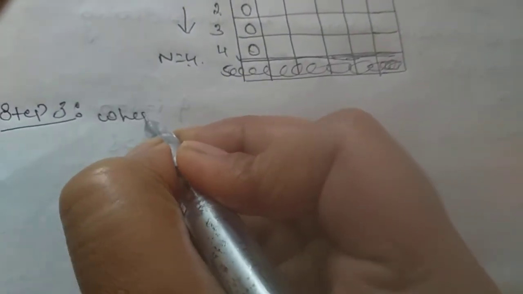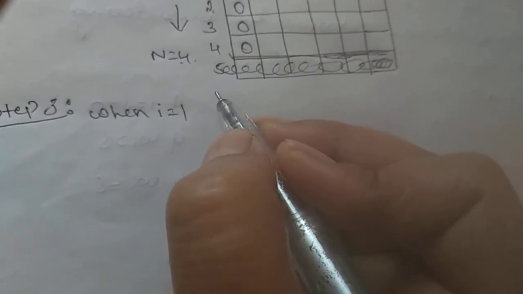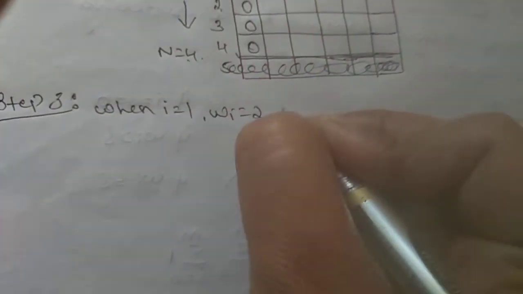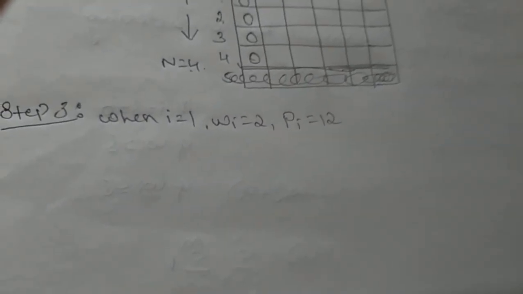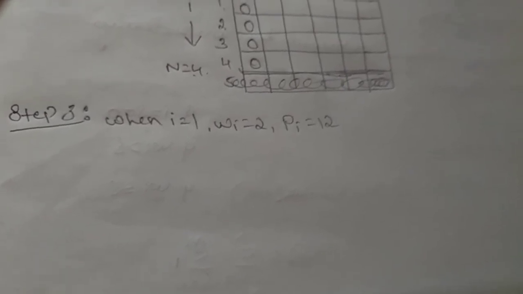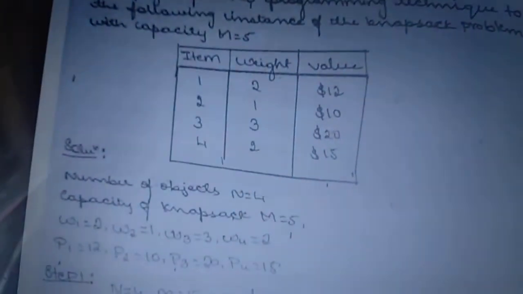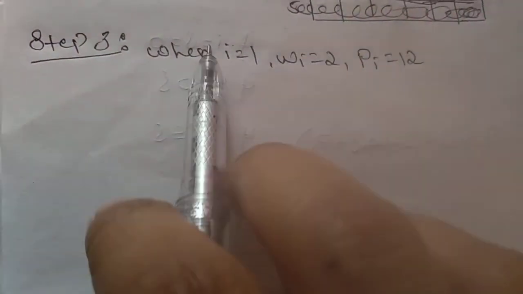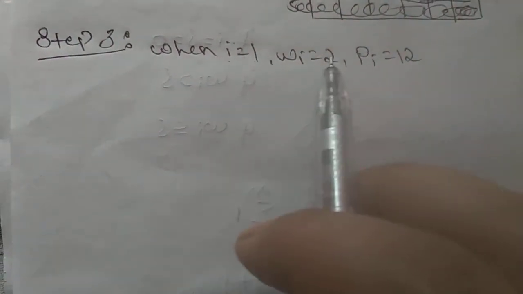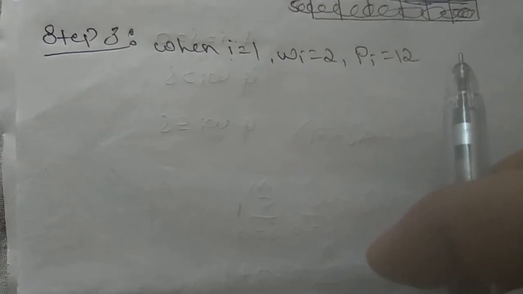I'll go for step 3. In step 3, what you have to take? When i is equal to 1, the first item I'm taking from your problem, wi is equal to 2 and profit is equal to 12. Here no need to arrange anything. Previously in the greedy technique we were arranging in an order and then solving, but here no need to arrange. See, in the question it is given item 1, weight 2 and value is 12. I'm just starting with the first value. i is equal to 1, weight is equal to 2 and profit is equal to 12.